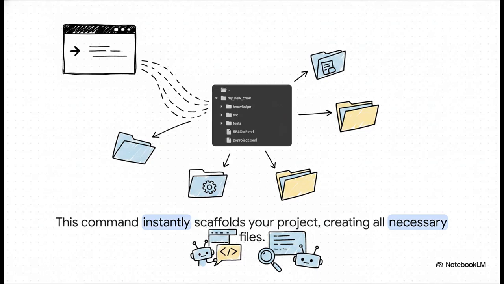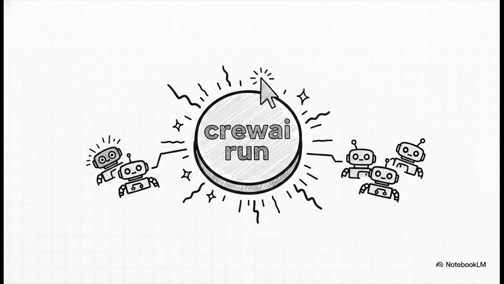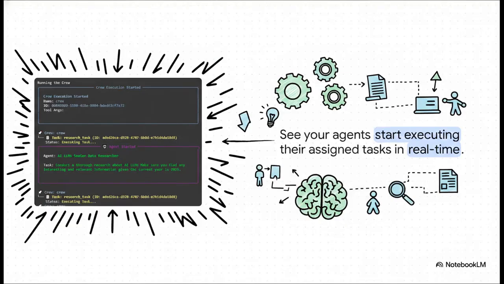This saves so much time and gets you started on the right foot. Okay, so you've defined your agents and tasks inside that new project. Now what? Well, now you bring them to life. And the run command, that's your ignition switch. And this is what you'll see. Your crew just comes alive. Your terminal becomes this live feed showing you exactly what's happening in real time. You can see which agent is thinking, what task it's working on. It is honestly so cool to watch.